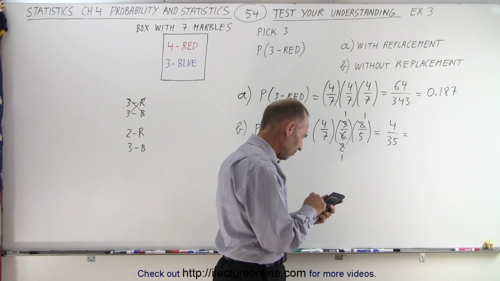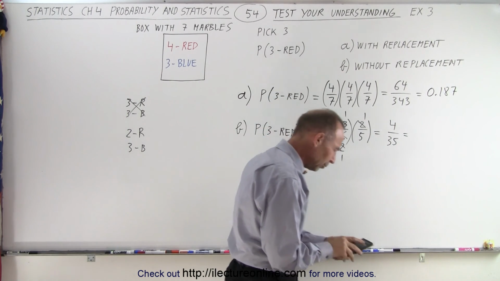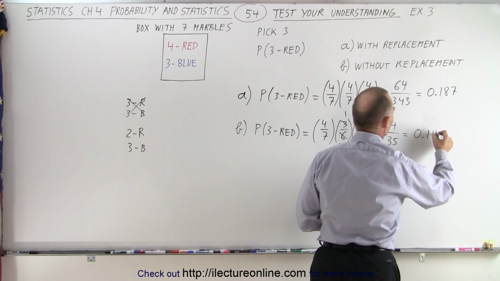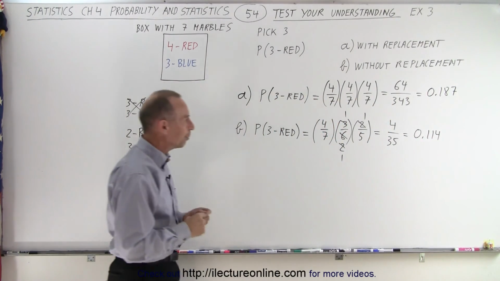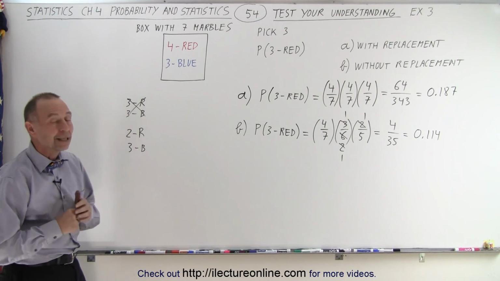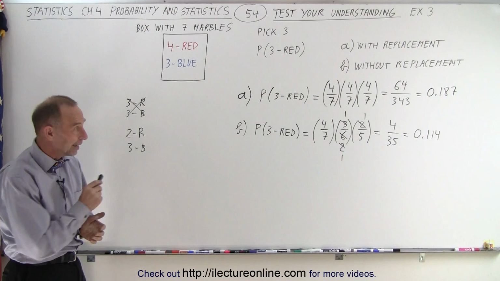4 divided by 35 is 0.114, so only about 11.4% probability we'll end up with 3 red marbles instead of the 18.7%. And that is how it's done.